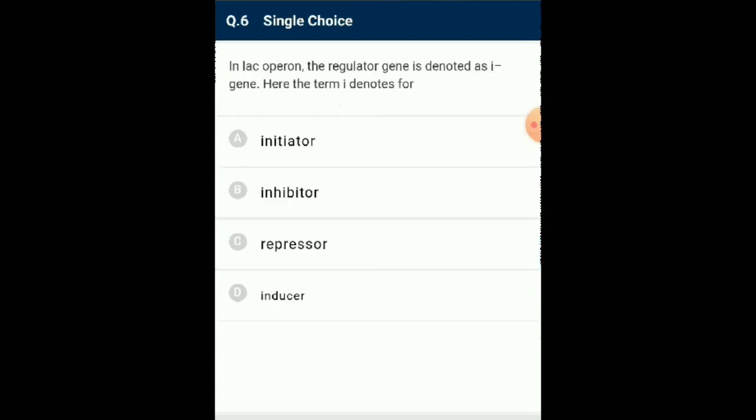Question number 6. In lac operon, the regulator gene is denoted as i gene. Here i indicates inhibitor. The regulator or i gene in lac operon synthesizes a repressor protein to regulate the functioning of the structural gene. So the answer for this question is option B, inhibitor.